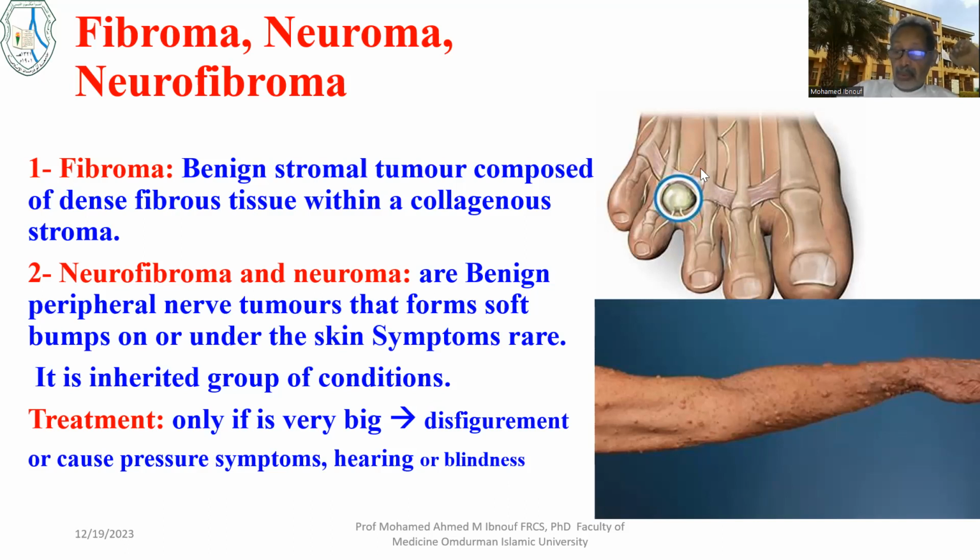This could be a neuroma because these are the nerves passing to the toes. This could be a neuroma, and it is usually symptomless. It is benign; however, it can cause pain, and it might be inherited in neurofibromatosis, like this one. And the treatment, if it is big or causing disfigurement, then it can be removed surgically.